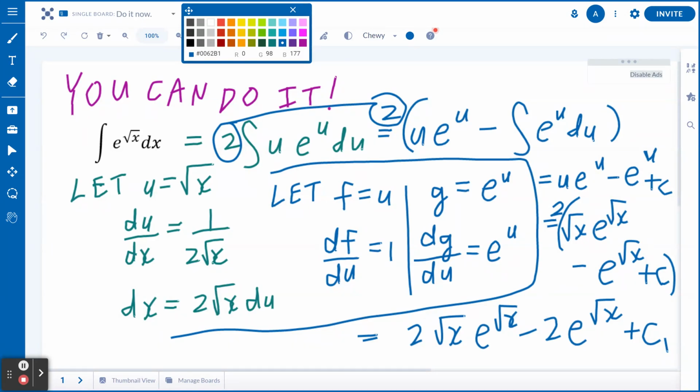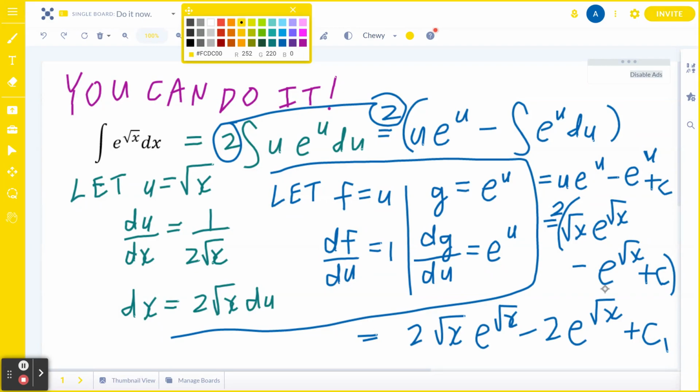Now, if you want to double check all your steps, all you have to do, again, is spend 1 extra minute, find the derivative of this answer, and you will get e to the power of root x back. I hope this makes sense.